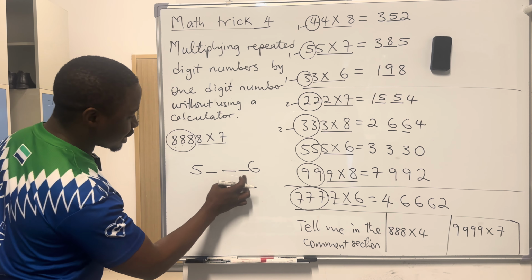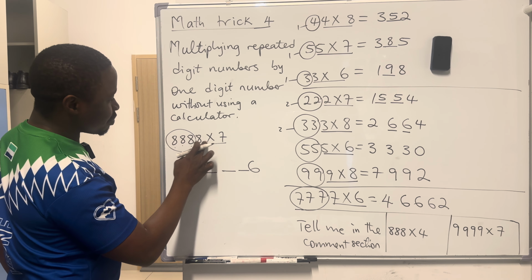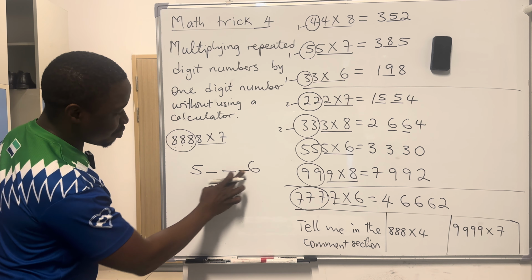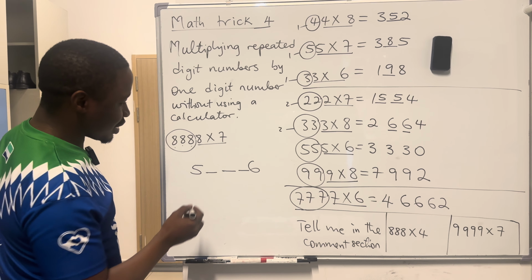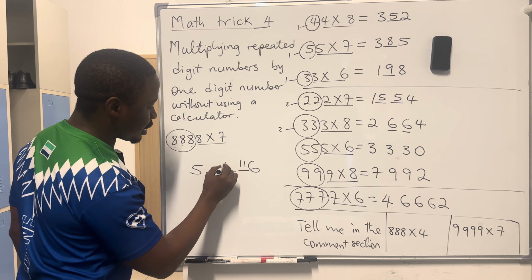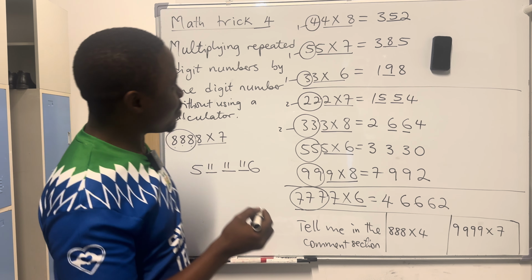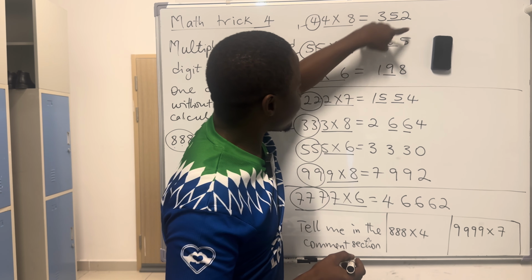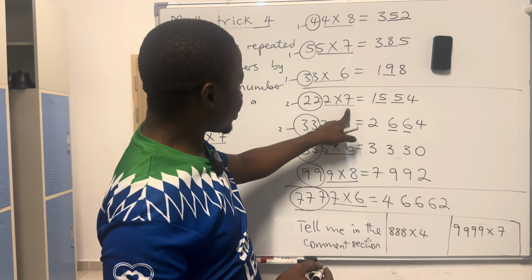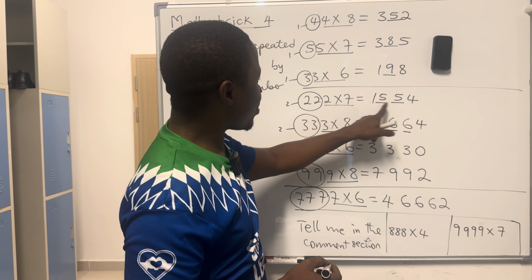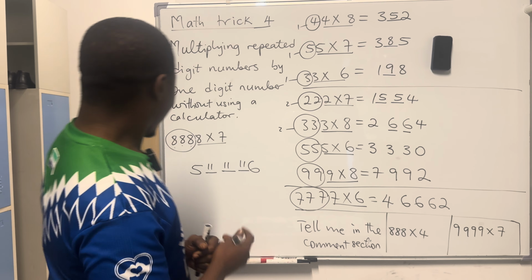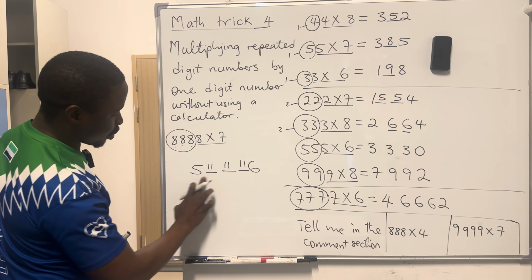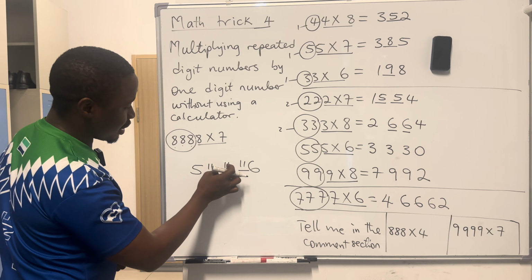Now, which digits are we adding? So, sorry, 5 plus 6 is 11. So 11, 11, 11. Remember, 5 times 7 is 35. 3 plus 5 is 8. 2 times 7 is 14. 1 plus 4 is 5. Okay. 8 times 7 is 56. 6 plus 5 or 5 plus 6 is 11, 11, 11.